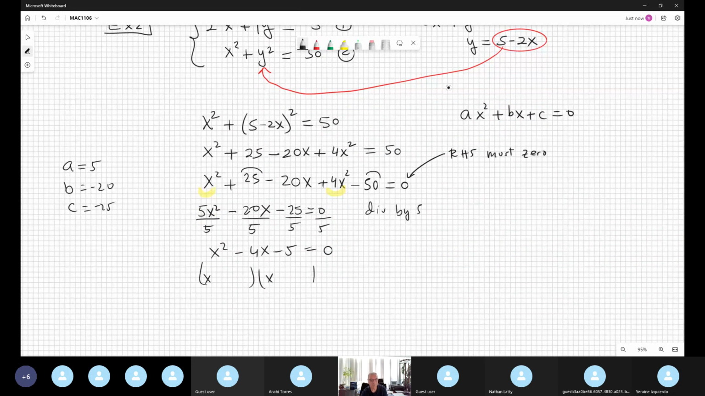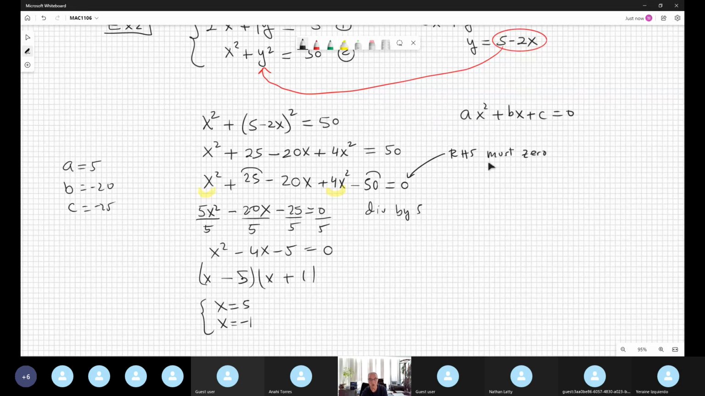x and x, the combination is obviously 5 and 1, because 5 times 1 is 5, and 5 minus 1 is 4. And the signs: 5 is negative, and 1 is positive. One solution is 5, and one solution is negative 1. Remember, the solutions always have the opposite sign to the factorization. Well, you know very well when you will study polynomial functions, right?